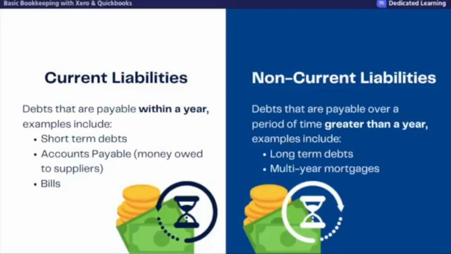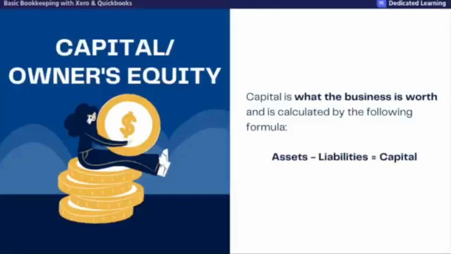Non current or long term liabilities, on the other hand, are typically payable over a period of time that is greater than a year. One example of this would be long term debts such as multi year mortgages for office space. Next on our list after liabilities is capital or owner's equity, which is essentially what the business is worth.